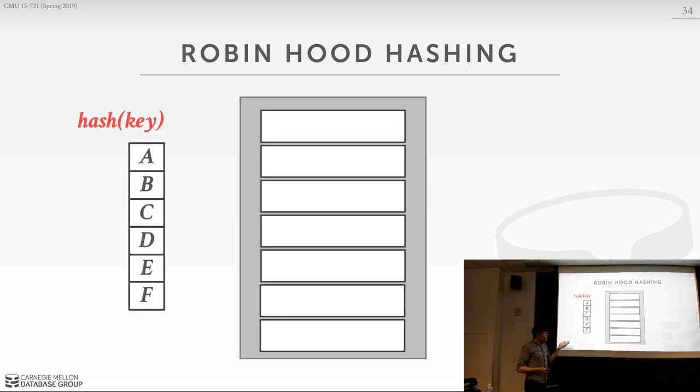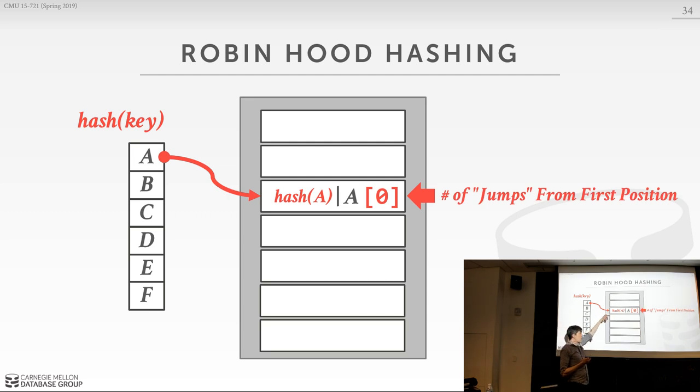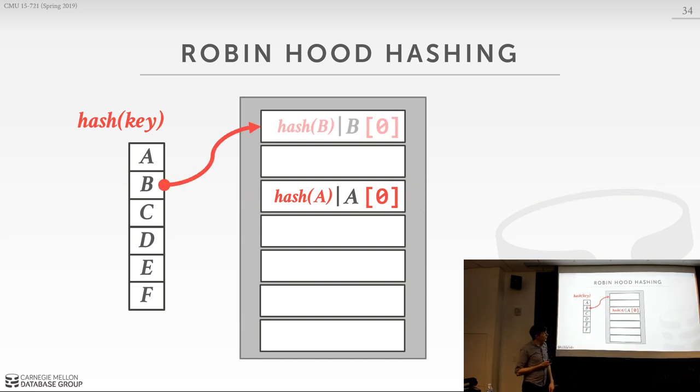So let's look at an example. Insert the same keys. A goes here, and again, I'm storing the number of jumps from where I should be along with the original key. So when A got inserted, there was nobody else there, so its number of jumps is zero. Same thing with B. B gets inserted at the top, and the number of jumps for it is zero.